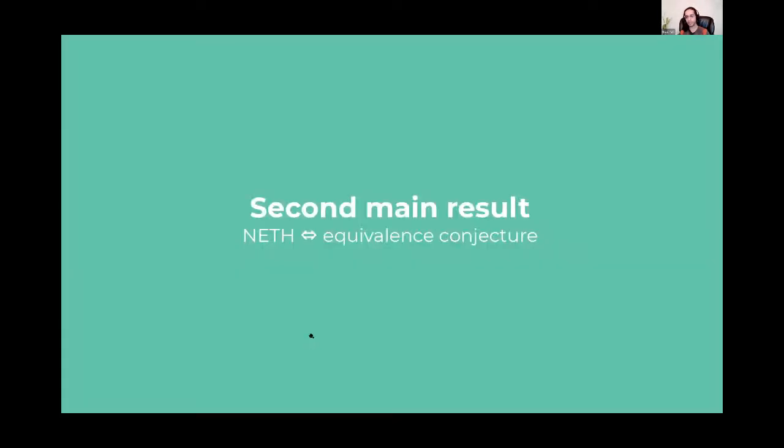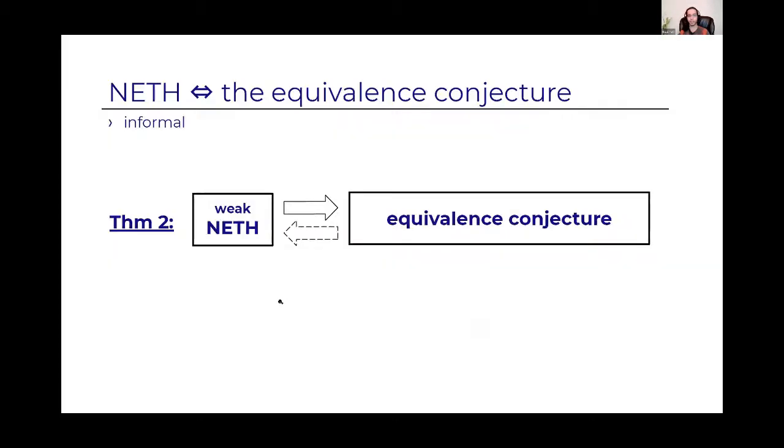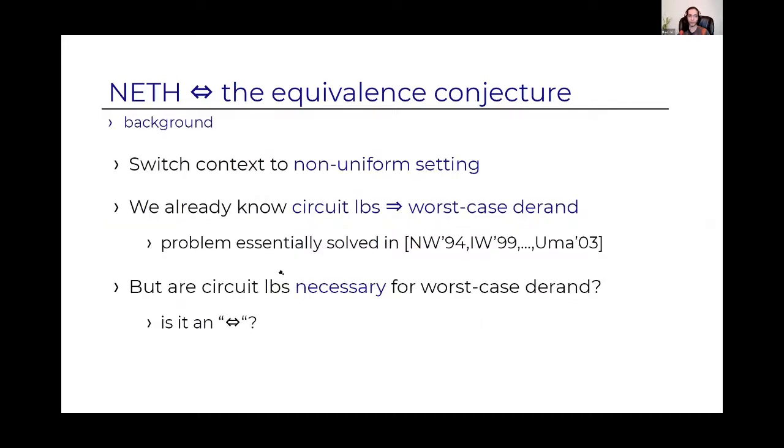Now turning to the second main result, it refers to NETH. In particular, loosely speaking, it says that NETH implies what I'll call the equivalence conjecture, which is what I now want to describe. So now I need us to switch context to a non-uniform setting. So this is circuit lower bounds and worst case randomization of PPP.